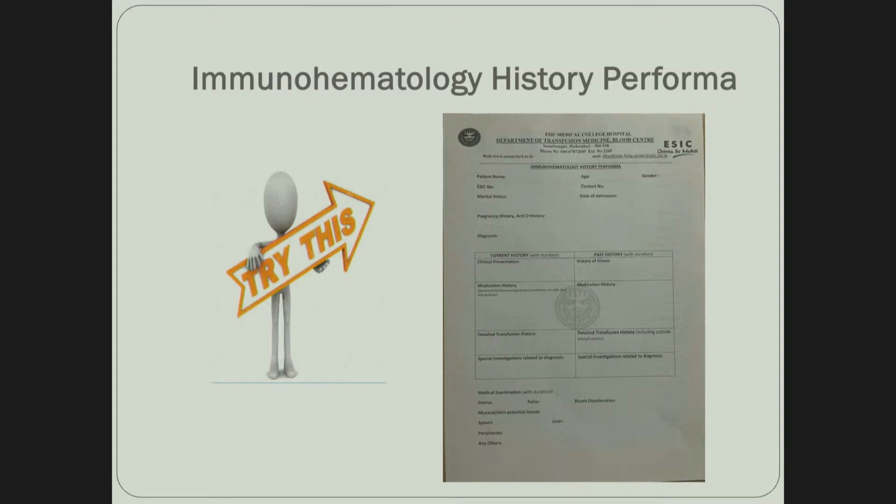Whenever we see a case of hemolytic anemia, we send a proforma to take details of the patient, which includes past and present history. In warm autoimmune hemolytic anemia, the picture starts 2 weeks or 1 month prior. They might have had an infection, or they might have used drugs, which may initiate this warm type of autoimmune hemolytic anemia. So history is very important in these cases.